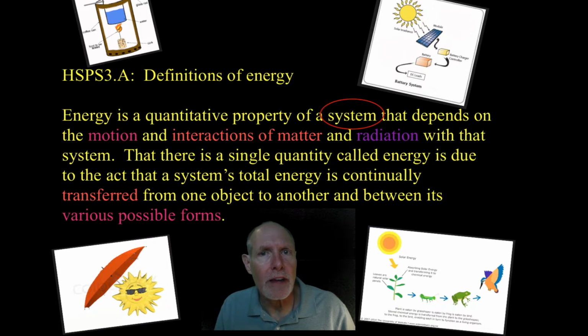And again, it's this definition of energy and the fact that it's a quantitative property of a system. Students have been talking about systems all the way from kindergarten through now high school, so they understand what a system is. And that system depends on the motion and interaction of matter and radiation. See, these terms are also built into those prior standards that we saw at kindergarten, fourth, fifth, and middle school levels.